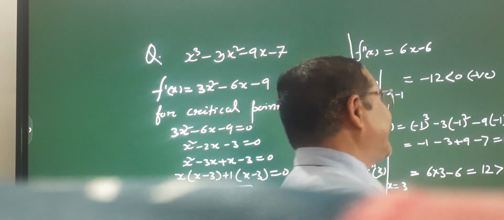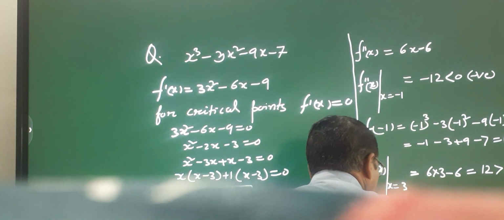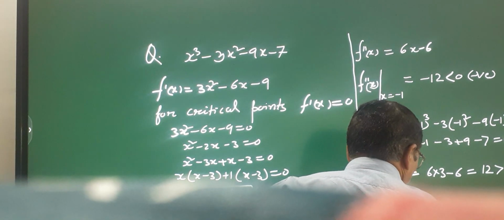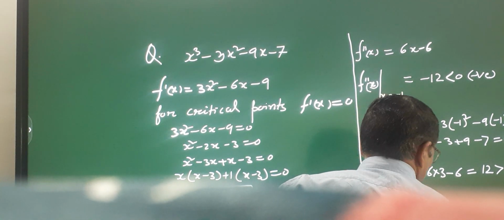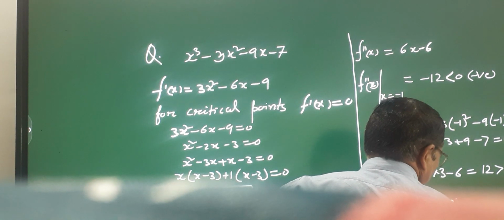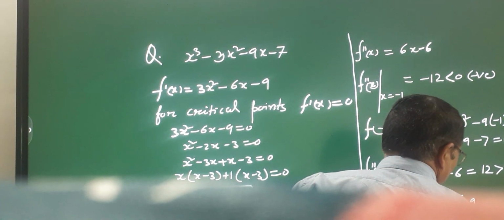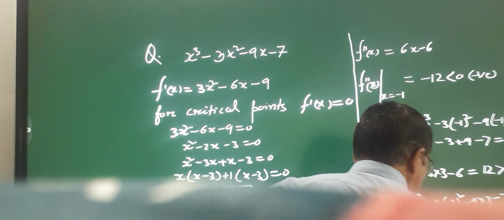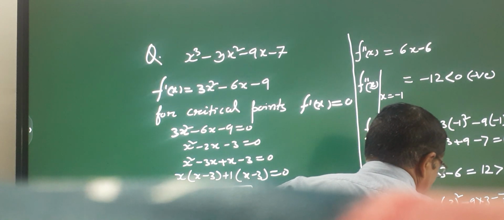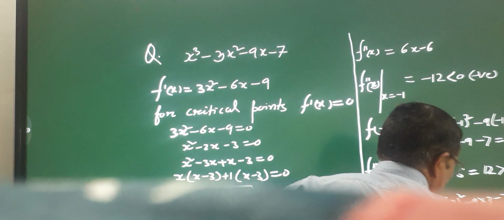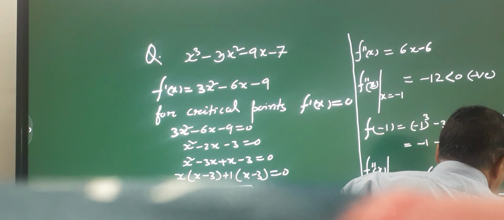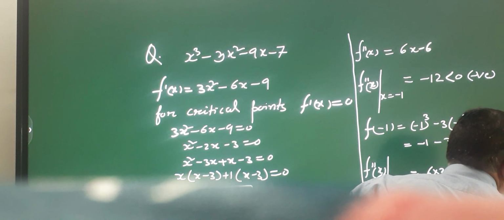सही हो गया? Now which is the minimum value? What we will do? We will calculate function 3. So function 3 is equal to 3 cube minus 3 square minus 9 into 3 minus 7. So it is 27 and it is also minus 27 and it is minus 27, minus 7. So these two will cancel. So it is minus 34 is value. Which value is this? This is minimum value.